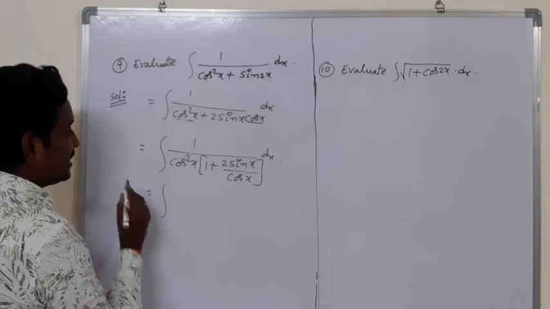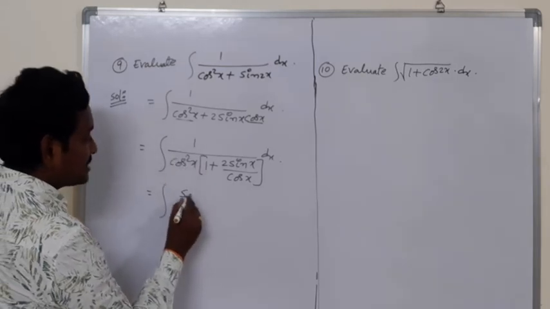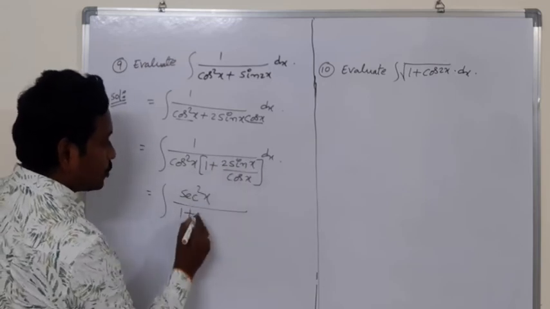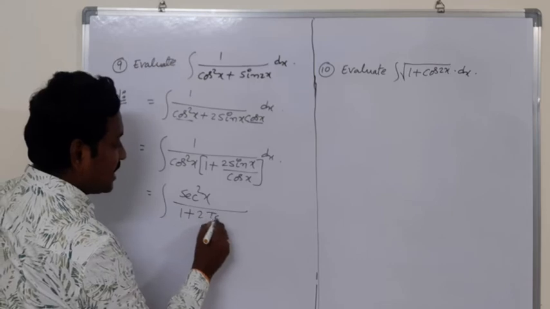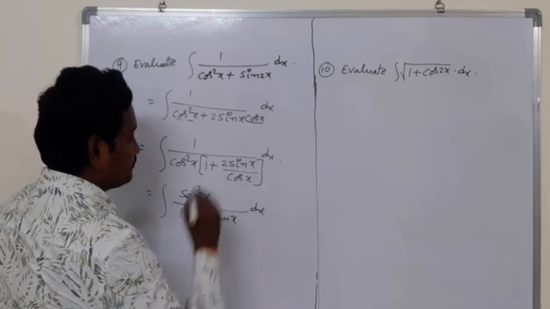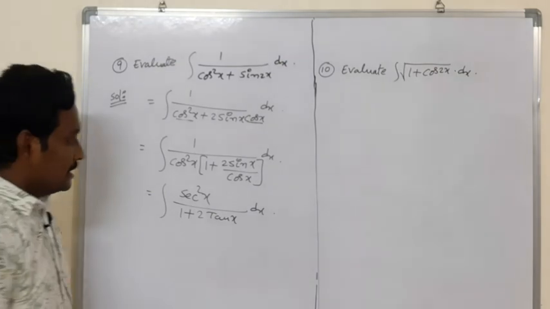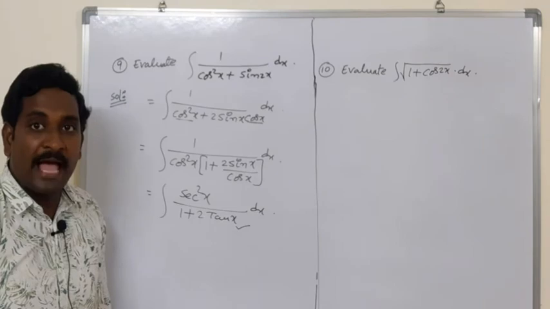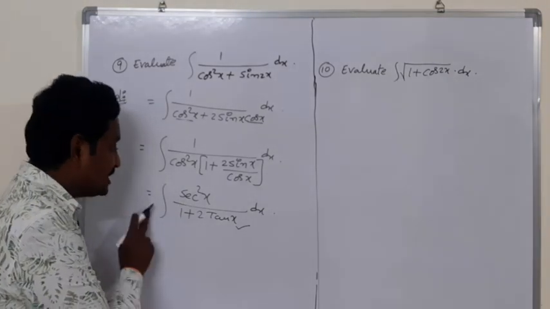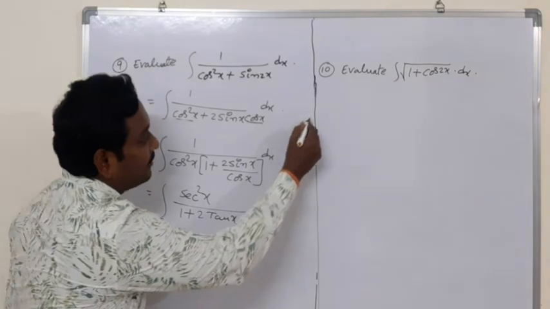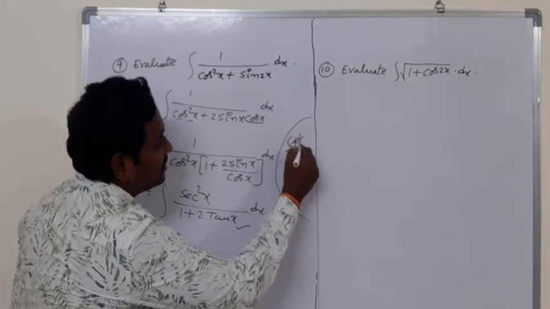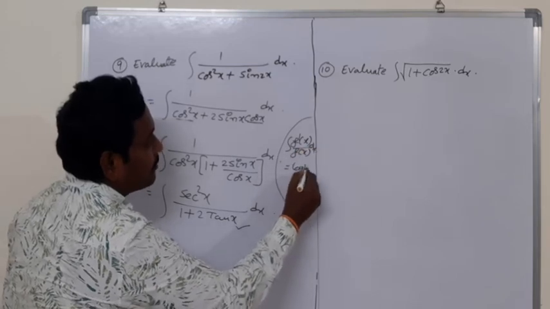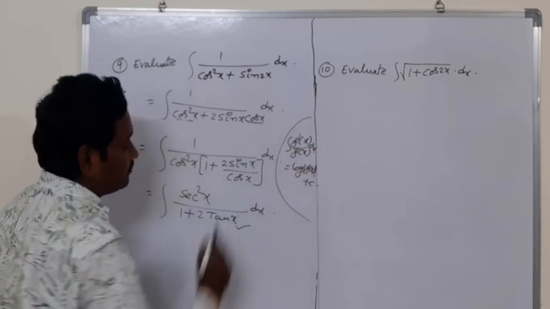So it becomes integration of 1 by cos square can be written as secant square x by 1 plus 2 sin x by cos x is nothing but tan x. Once check the derivative for the denominator. Already I told you, whenever we have numerator and denominator inside the integration, once check this formula is applicable or not. What is that formula? F dash of x by f of x. Result is log mod f of x plus c.